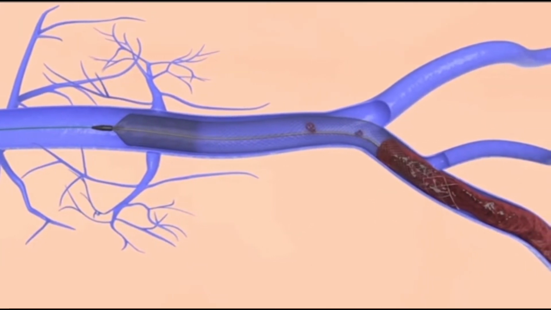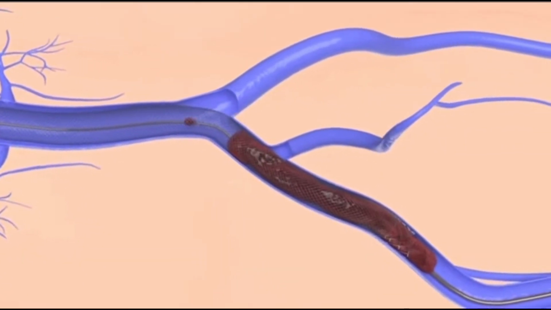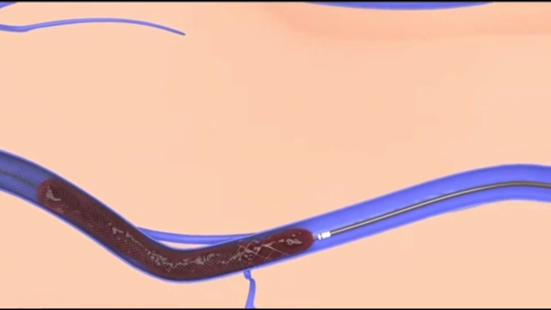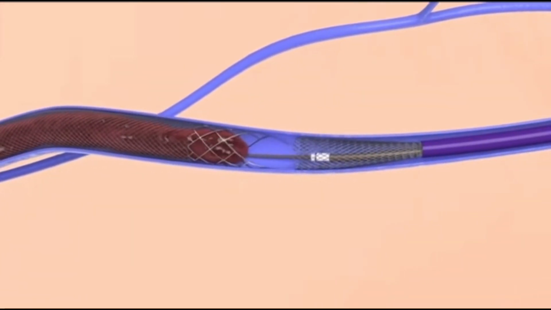The collection bag is withdrawn into the funnel and collapsed to remove the entire clot out of the sheath. After successful clot retrieval, the sheath is removed and standard vessel closure is performed.